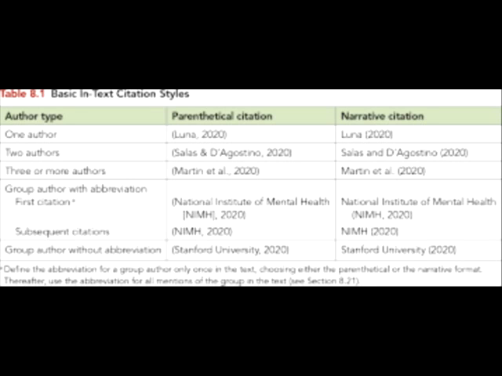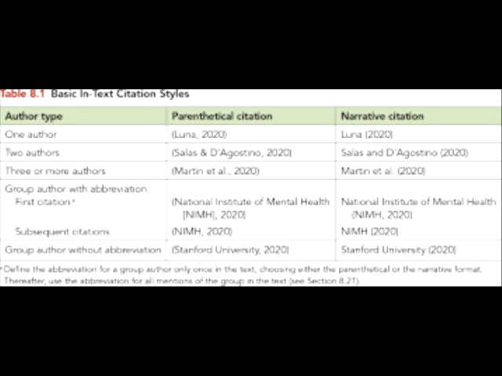In a parenthetical citation, the author is in parentheses. In a narrative citation, the author is outside the parentheses and the date is in parentheses. One author in parentheses, if we give the citation at the end of the paragraph: surname, comma, 2020, and bracket close. If we have two authors, the first one, ampersand, and the second one, comma, 2020.